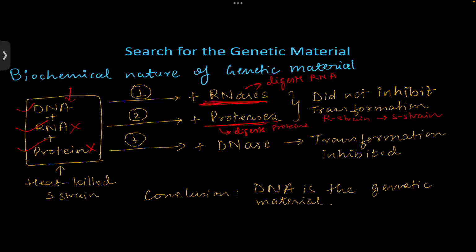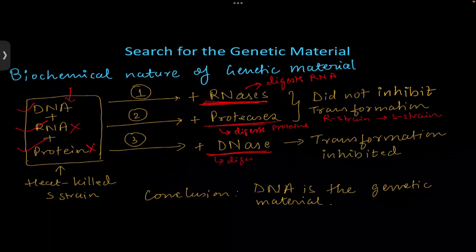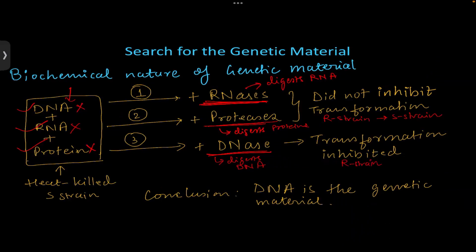Now lastly, they made another mixture. In this case, they added DNase, which is a hydrolytic enzyme that digests DNA. Now in the third case, DNA will be digested. Only RNA and protein will be present in the mixture. Now when this mixture was injected into R strain bacteria, they did not transform to S strain bacteria. Transformation did not happen.